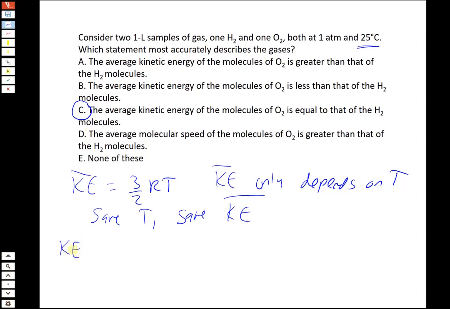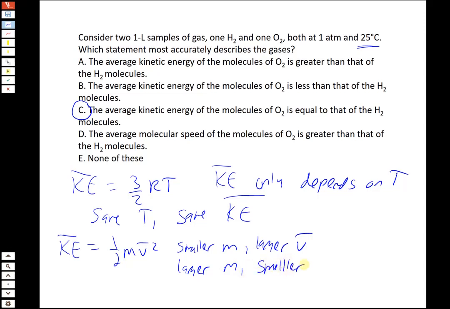We also have to realize that the average kinetic energy is equal to 1/2 mv squared, where v squared in this case with the bar above it is average velocity, or average speed. So if we're comparing the average speed of the molecules, that does depend on the mass. So for gas molecules that have the same kinetic energy like these ones do, if you have a smaller mass, you need to have a larger average velocity to make the kinetic energy the same. So if m goes down, v goes up, and vice versa. The gas that has a larger mass will have the smaller average velocity.